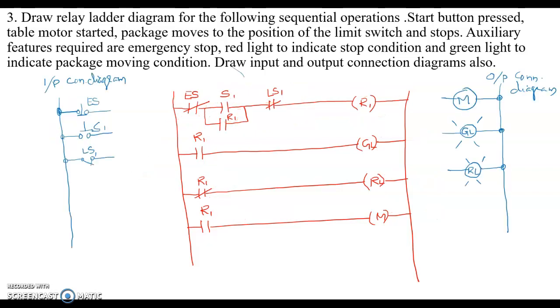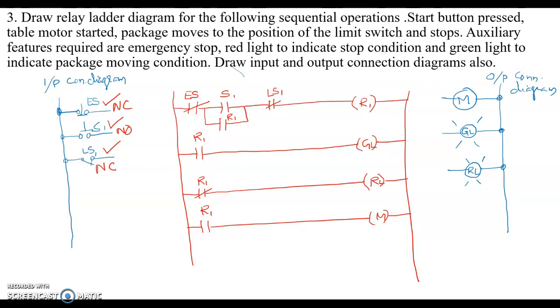Here it shows the input connection and output connection diagrams. In the input connection diagram, we are connecting an emergency switch to the input, then switch S1 for starting the system, and a limit switch 1, which is normally closed. This is also normally closed. This one is normally open. That is the input connection diagram.